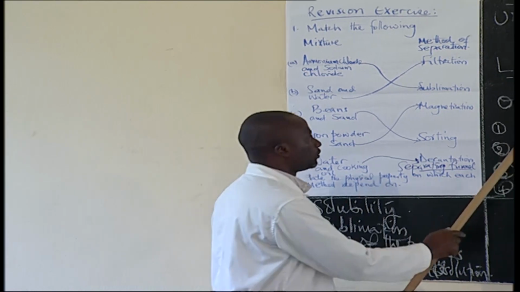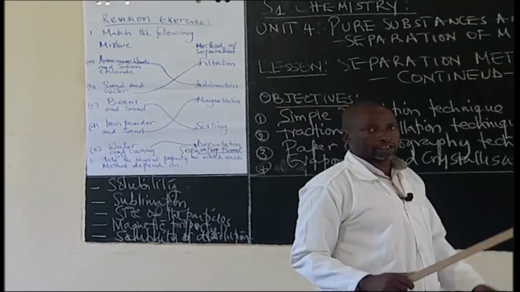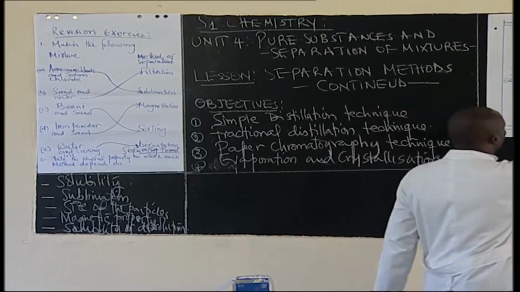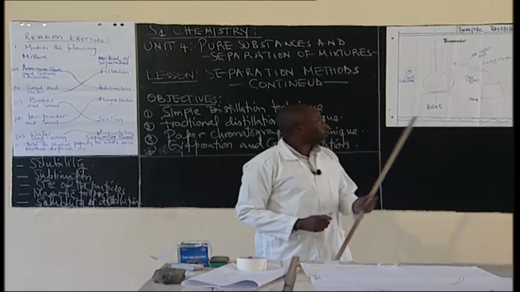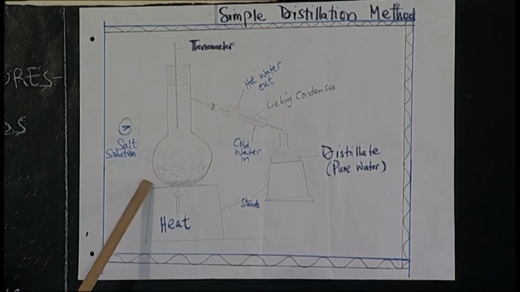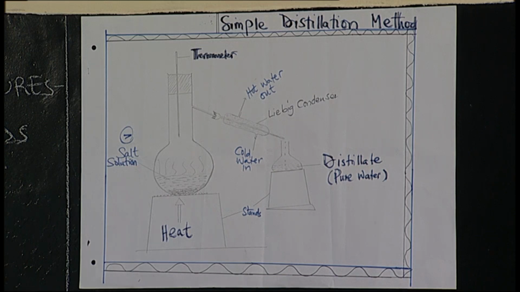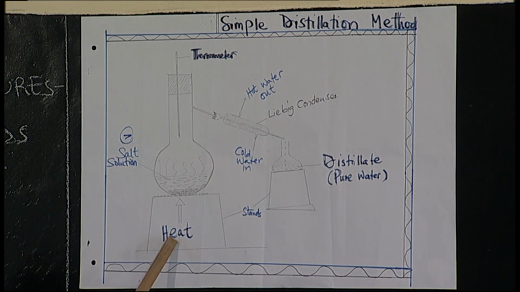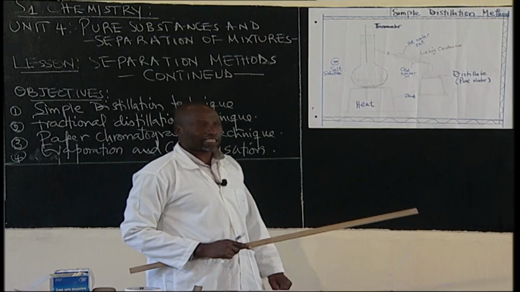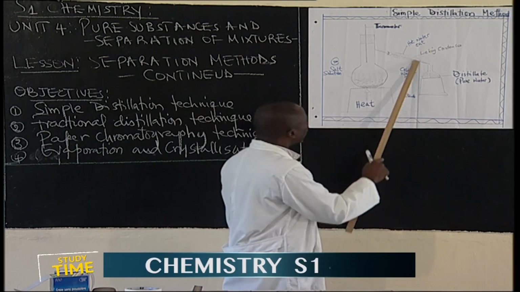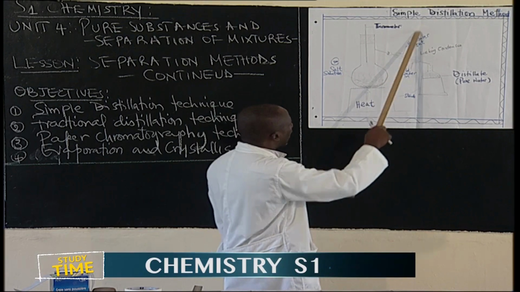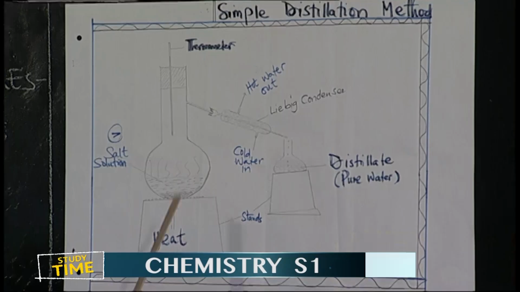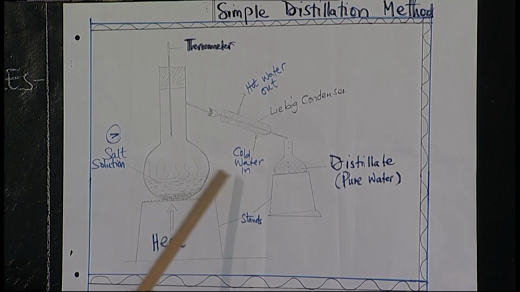Let's move to the simple distillation technique. This is the diagram that we have here. We have the salt solution, we have the flask here, and then we have the heat. This flask is connected to the Liebig condenser. The cold water is entering, and the hot water is getting out of the Liebig condenser. Then we have the distillate, which will be the pure water.